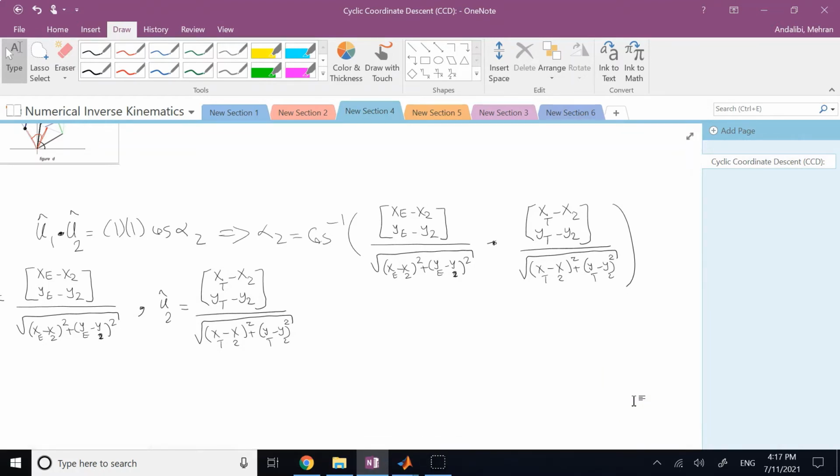Now, if you change that 2 to i, that will give you the update for any joint, right? All you need is to change that 2 to an arbitrary i here. So let's write it that way.